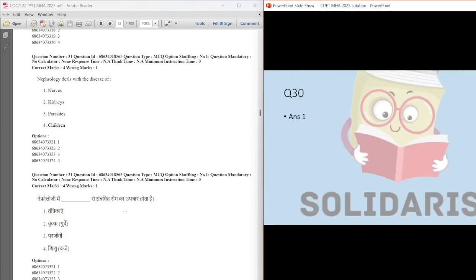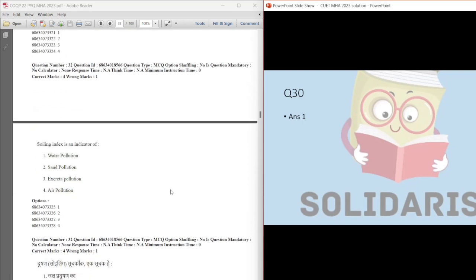Then the next question is, what is the soiling index? The soiling index is an indicator of air pollution. It is also called the smoke index. They have given this question from the environmental sciences. Diseases like COPD and asthma are related to air pollution, so they have given this question from the environment and health part.